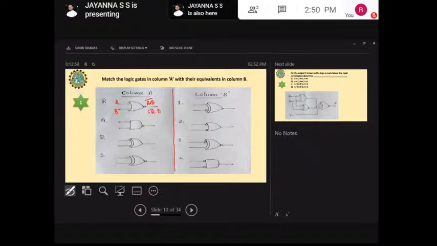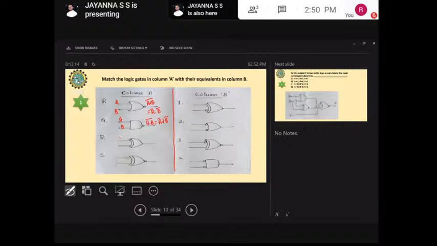You can write that one as A bar dot B bar. Here, coming to this one, I'm going to take A, B here. I'm going to get A dot B bar. So the expression will be A bar plus B bar.